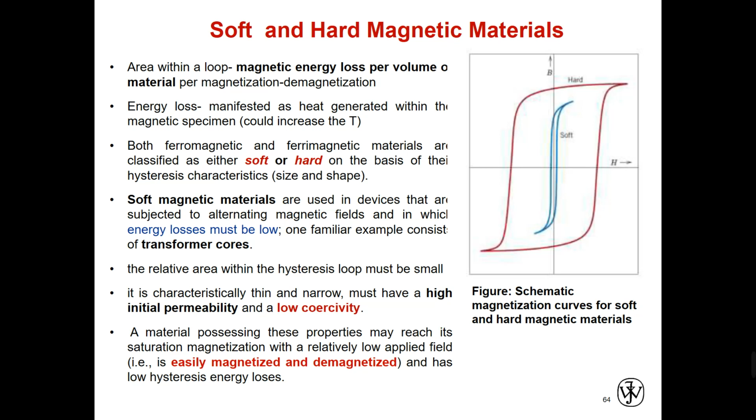One familiar example is transformer cores. The characteristics should be a thin and narrow loop, with a high initial permeability and a low coercivity. That means the negative and positive H are quite small values, which could be the soft one. This is the schematic of magnetization curves for soft and hard magnetic materials.